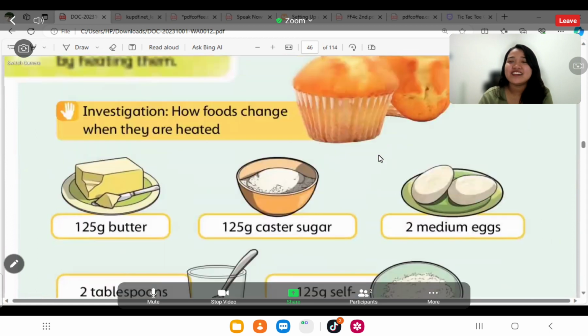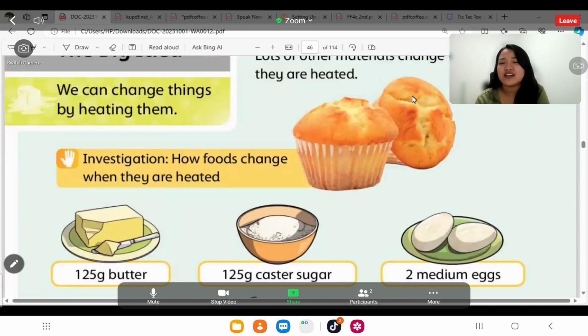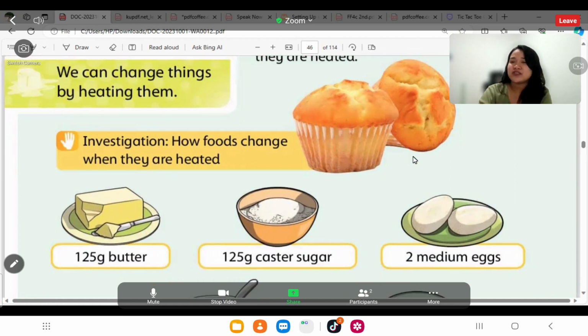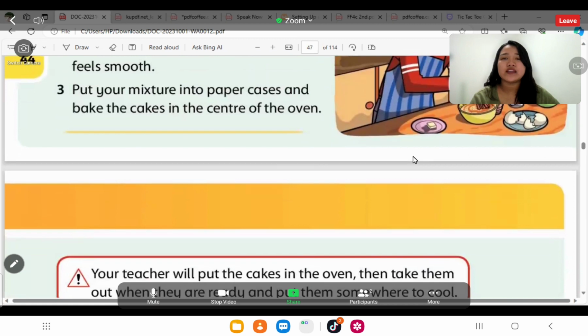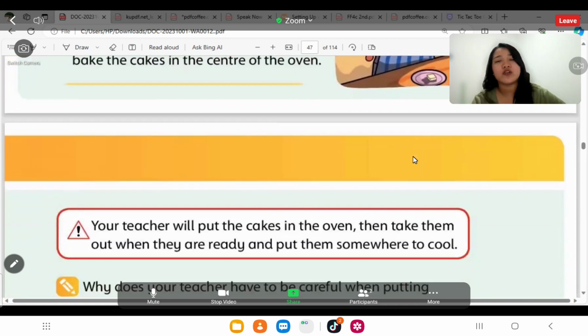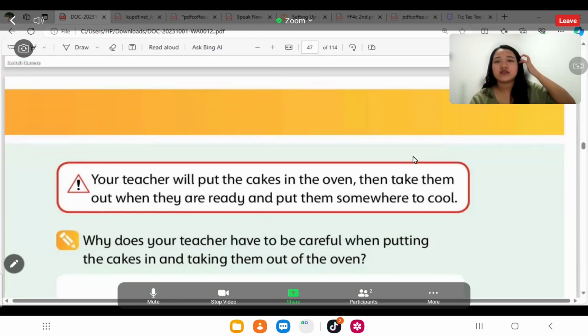Do you love eating cupcakes, Isabel? Yes, yes, yes. Wow. Just like this one. So in baking, you need to put that in the oven. So now we learned that things can also be changed by heating, or using a hot temperature.